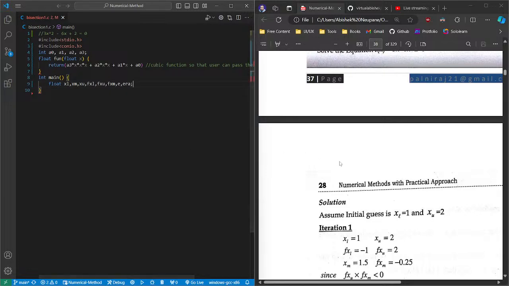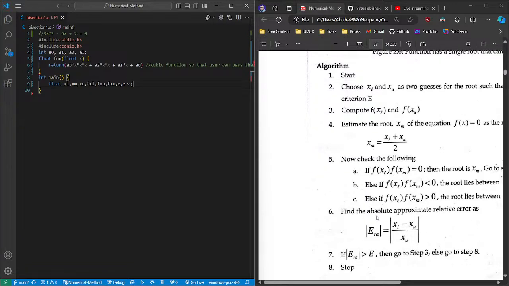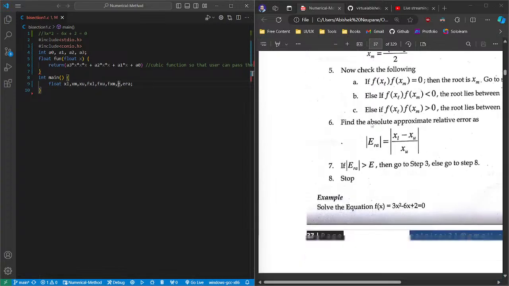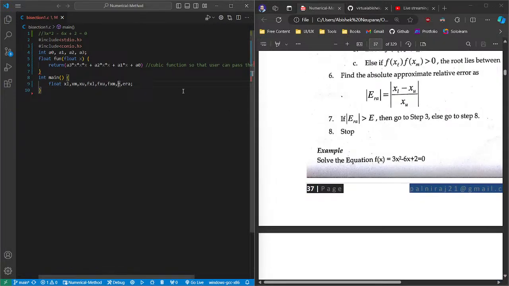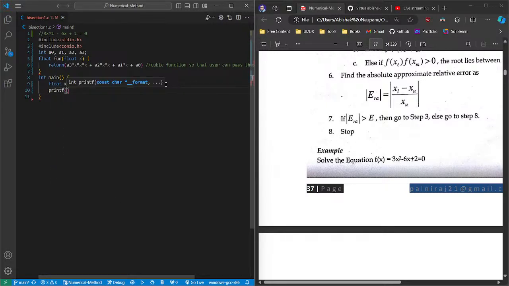Let's look at the algorithm again. We need to do this process. We are taking the absolute relative error, and in the question the specific error is given at the first, so for that error we are declaring e. The others are normal. We are just declaring the variables. After that, let's ask the user for the function. Let's ask for the coefficients.